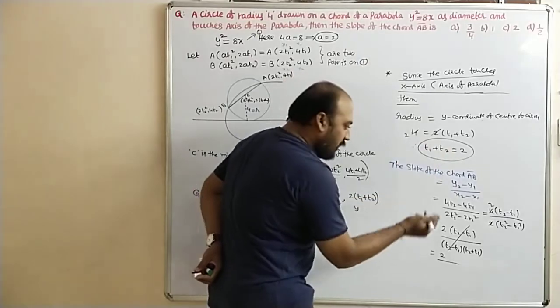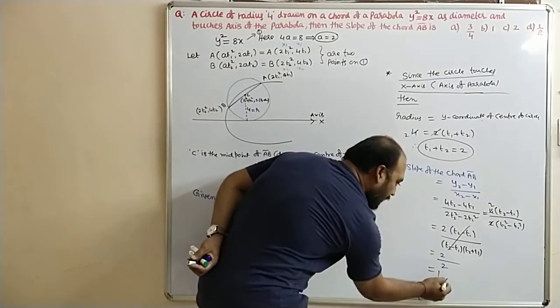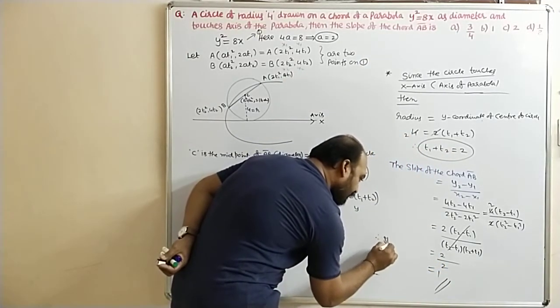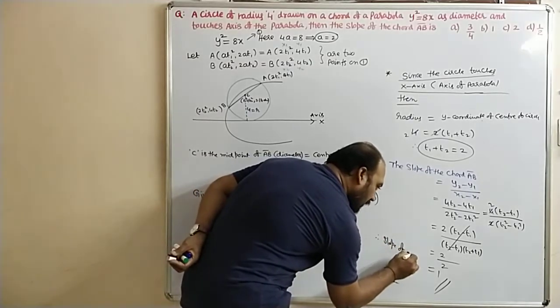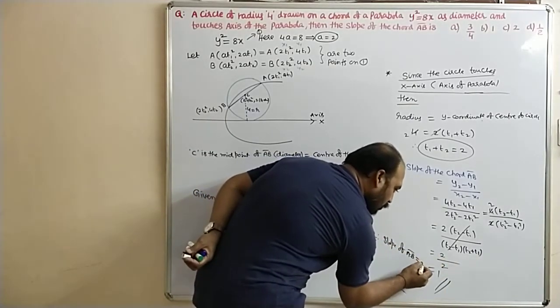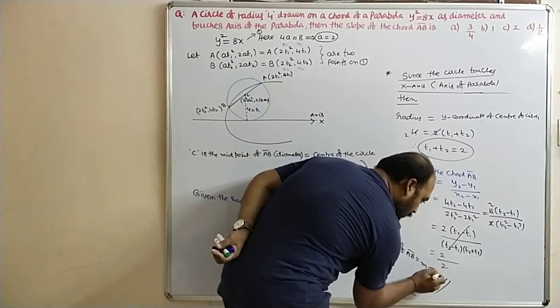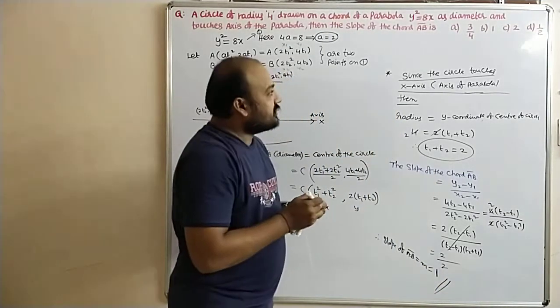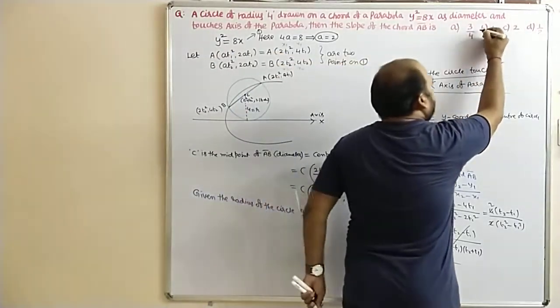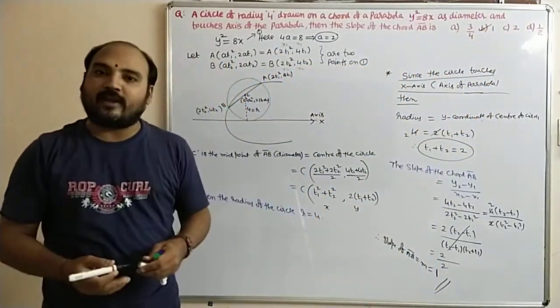The t2 plus t1 value we got is 2, no? So 2 by 2 is equal to 1. Therefore, the slope of AB is equal to 1. The slope of the AB line is equal to 1, which is there in the second option. Slope of the chord AB.